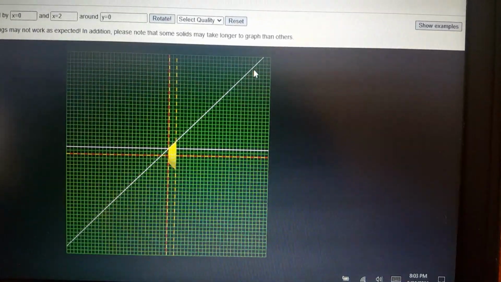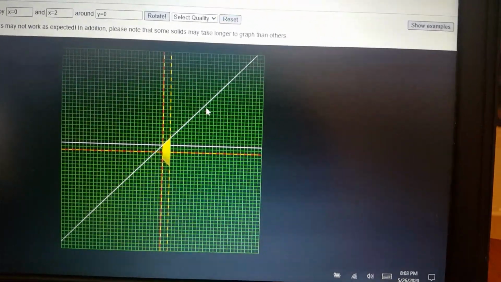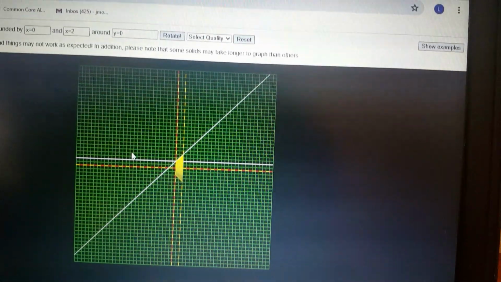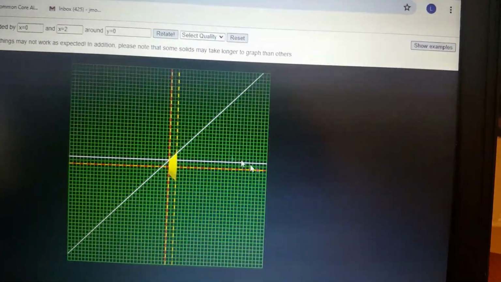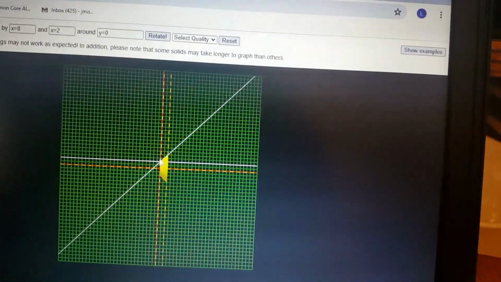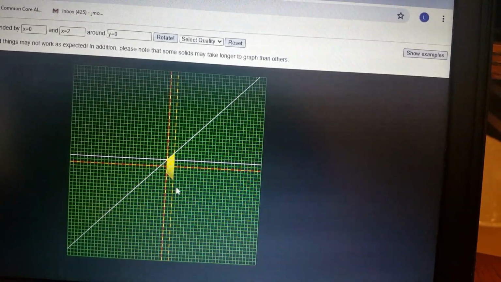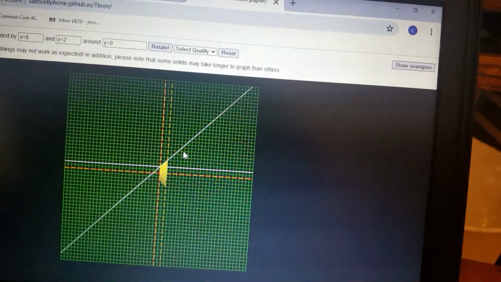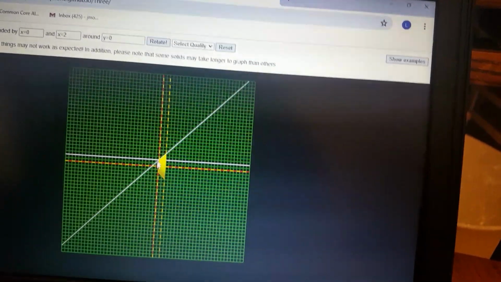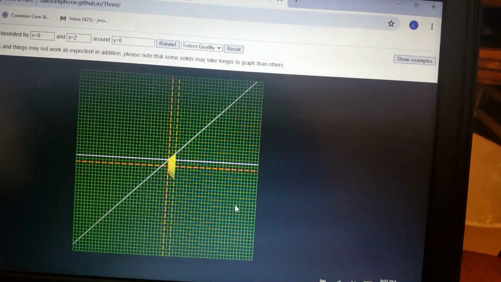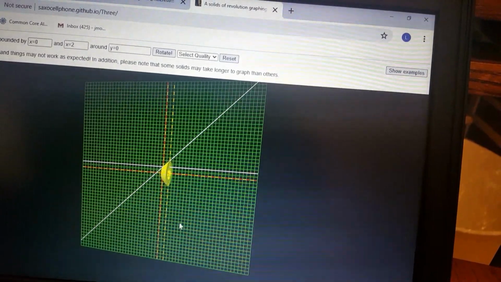Okay, now you can see it. This white line is y equals x plus 2, and this horizontal line is y equals 2, and you can see this triangular shape over here is rotated around the x-axis very fast. Because it spins so fast, it becomes 3D. Alright, so now, do you see it?